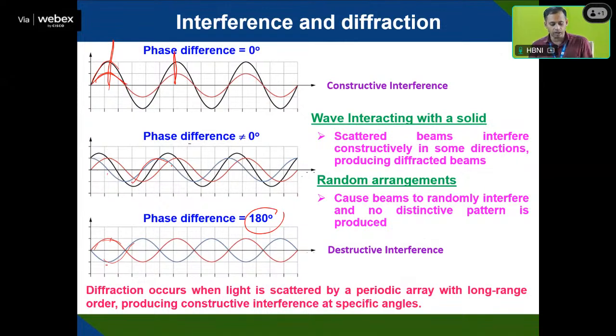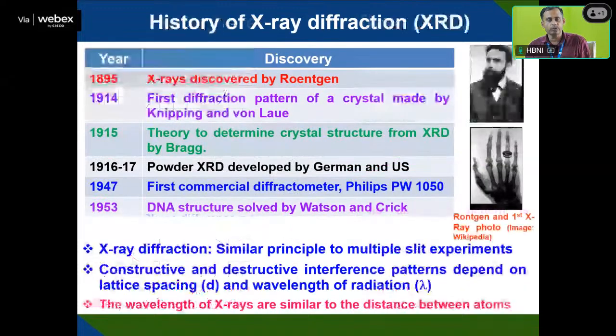So diffraction occurs when light is captured by a periodic array with long range ordering, like a crystal, a polycrystalline material, or any crystalline material, or a single crystal, in which the atoms are arranged periodically, like these atoms in the lattice. So they are ordered atoms; this is one plane, this is another plane. If the atoms are arranged properly in a periodic array, then over a long range you will see constructive interference. Then only the diffraction will come.